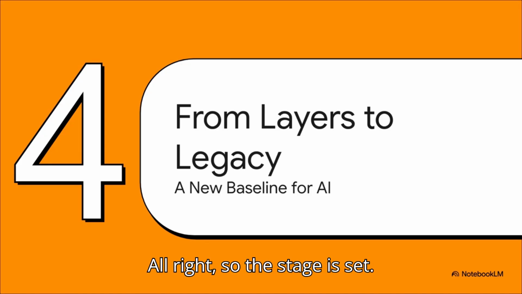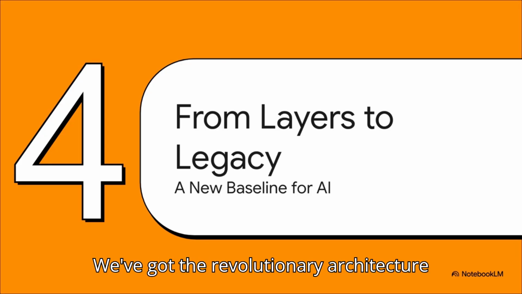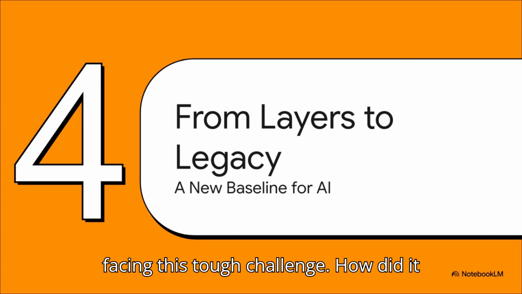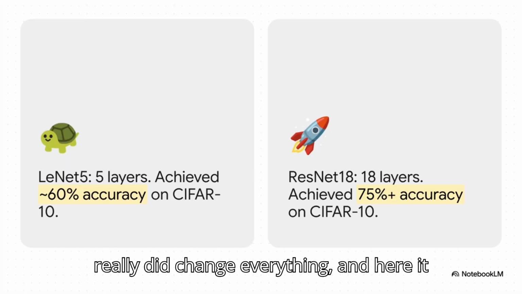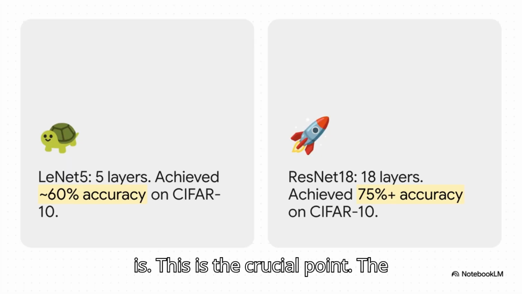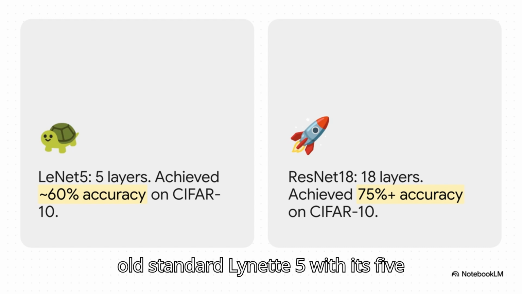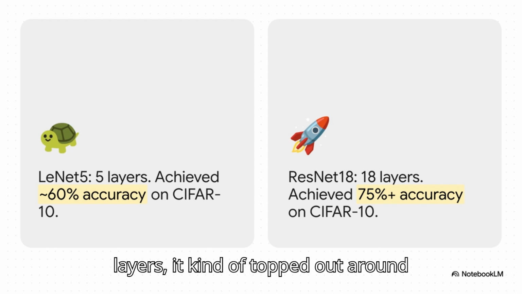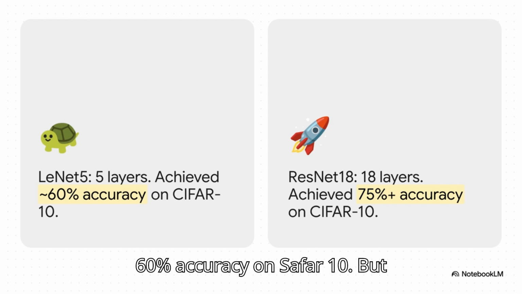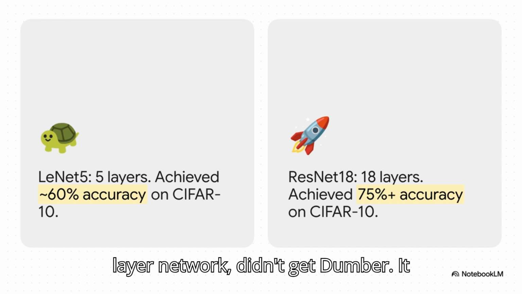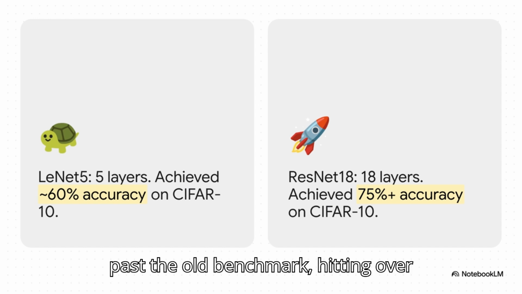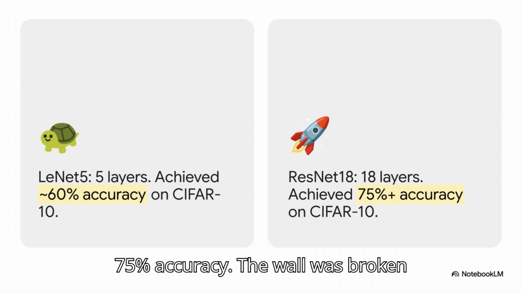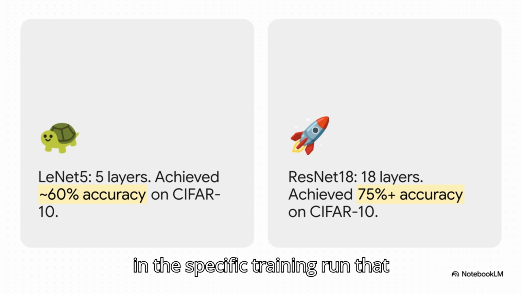All right, so the stage is set. We've got the revolutionary architecture facing this tough challenge. How did it do? Let's look at the results that really did change everything. And here it is. This is the crucial point. The old standard LeNet-5, with its 5 layers, it kind of topped out around 60% accuracy on CIFAR-10. But ResNet 18, a much deeper 18-layer network, didn't get dumber. It got way smarter. It just blew past the old benchmark, hitting over 75% accuracy. The wall was broken.